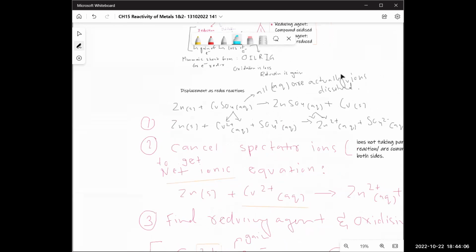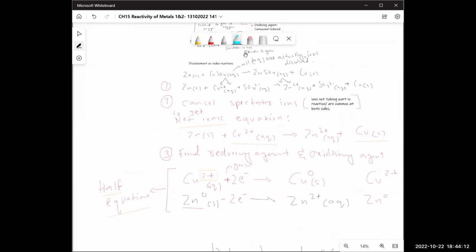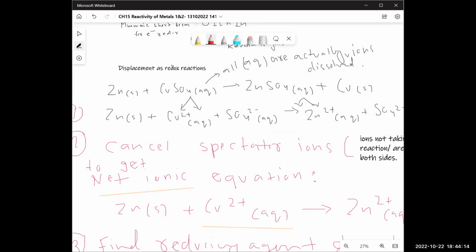Now, displacement as redox reaction. There's a 3-step process here. Let's start with the first one. Read the equation. Zinc, not zinc sulfate. That's zinc. Then we have copper sulfate. Okay, zinc plus copper sulfate. Zinc will displace copper, and we will have zinc sulfate plus copper solid.